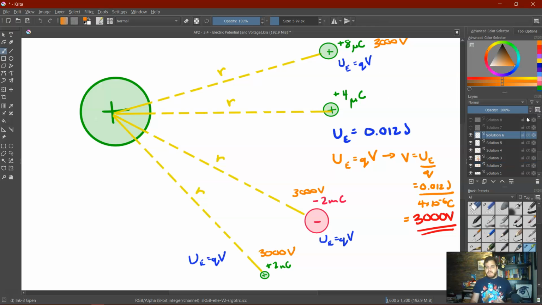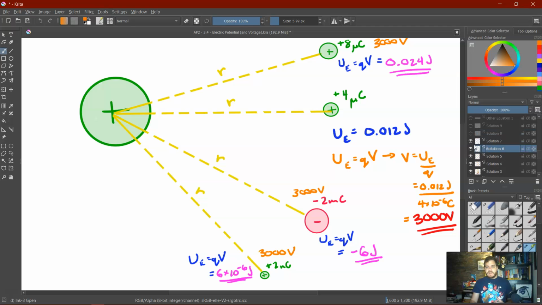So I'm going to have my electric potential energy equation, and I just multiply the values together, and I get that, for this 8 microcoulomb, it's going to be 0.024 joules, which makes sense. You have double the charge, you should have double the energy. If I have plus 2 nanocoulomb, it'll be 6 times 10 to the minus 6 joules. If I have minus 2 millicoulombs, I'll have negative 6 joules. Now notice it's negative, so we get a negative electric potential.